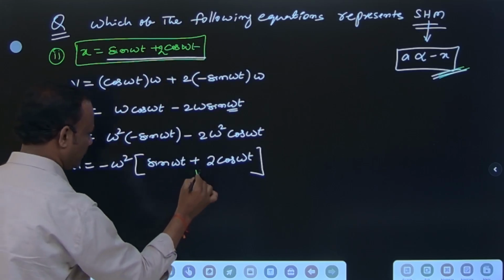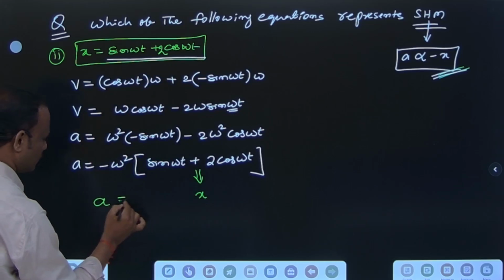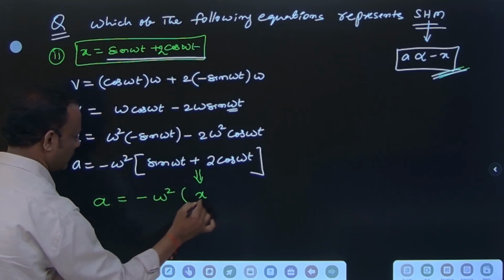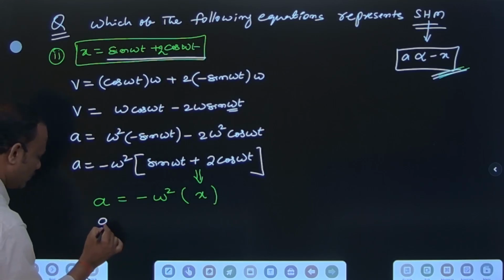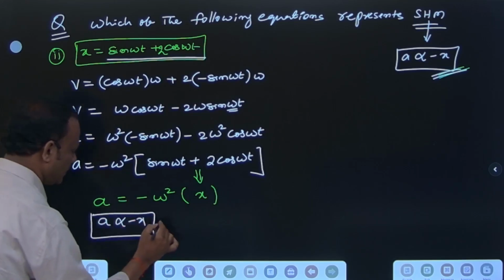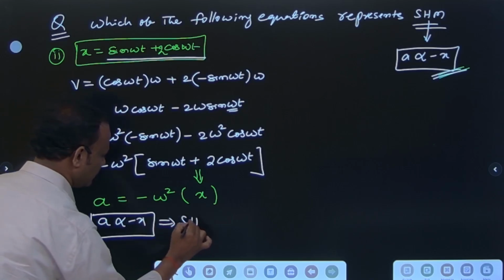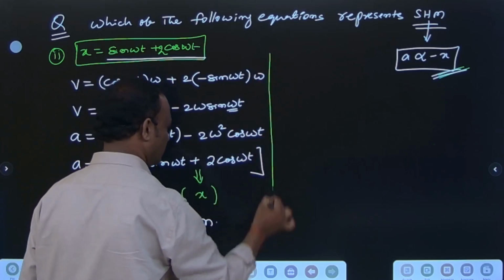What do you write from this? It's x. a is equal to minus omega square times x. a is proportional to what? Minus x. It represents SHM, is the case. Getting it? So for the next second question.